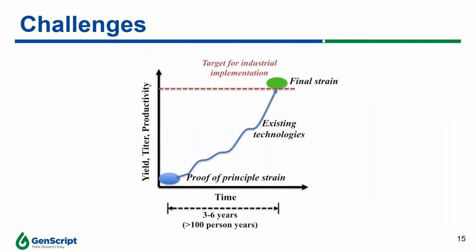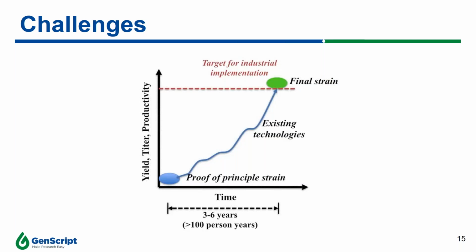So based on what I described earlier, you can imagine that it is probably easy for researchers to come out with a proof of principle strain, but it is going to be very challenging to come out with a final strain that can meet the yield, titer, and productivity. Additionally, these final strains need to attend to all biological processes. So it is going to be very costly to progress from the proof of principle strain to the final strain, and it is going to take a longer time.